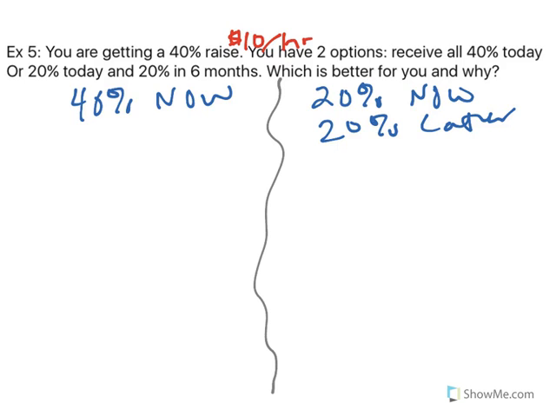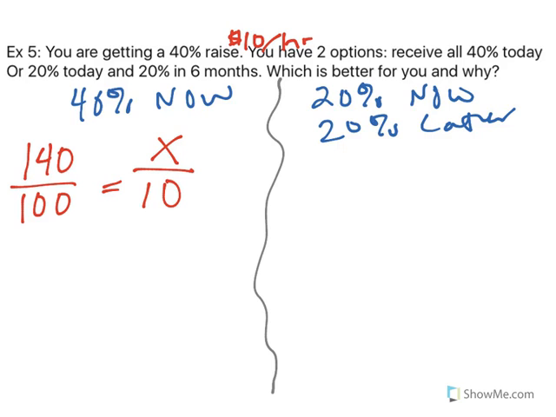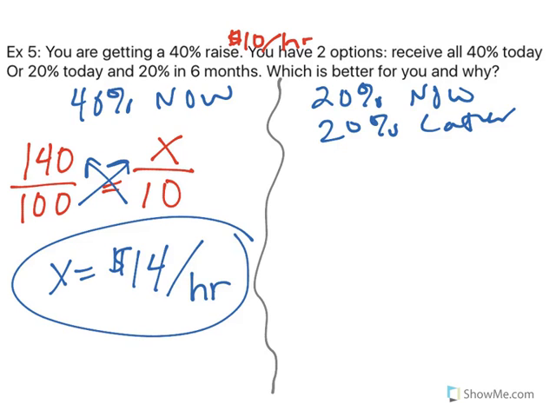If you get a 40% raise, that's an increase. So if we talk as a proportion, remember percent has reference of 100, a 40% raise is an increase. It's above, it's more. So that gives me 140. Now, right now you're making $10 an hour. What will you make with the raise? Cross multiply and divide. Your rate would then be $14 an hour.